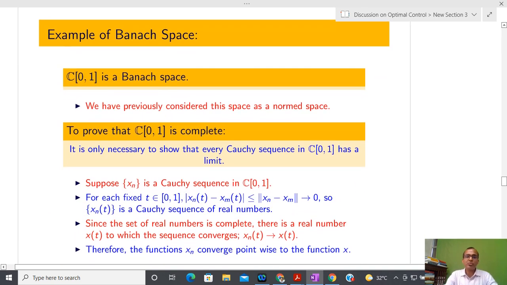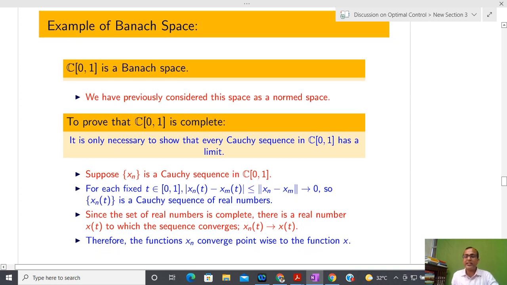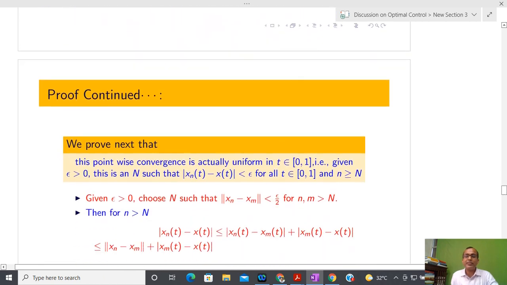It is possible to show that if I take the space C01 and define the norm in the standard way, then that is a Banach space. The proof is again not interesting for us, so I am going to skip it.